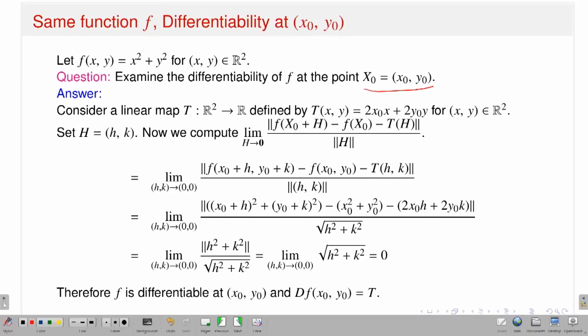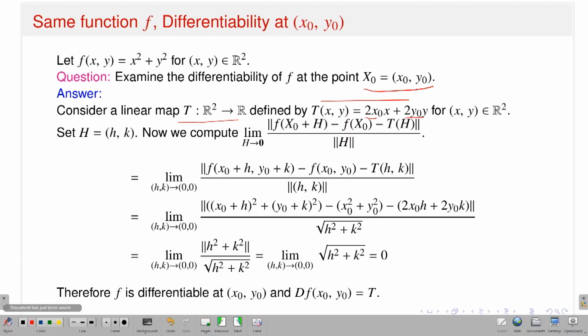Okay. So again, same thing. First you have to consider a linear map from R2 to R, and then you have to calculate the limit of the quotient. That's it. So here again I am saying, okay, take this linear transformation. That means T of (x, y), where x naught y naught is fixed, is 2 x naught times x plus 2 y naught times y. So again this is a linear transformation, you can easily check. You just have to ensure that if the limit of this quotient is 0, then I will say that this linear transformation is nothing but the total derivative of my function at that point.